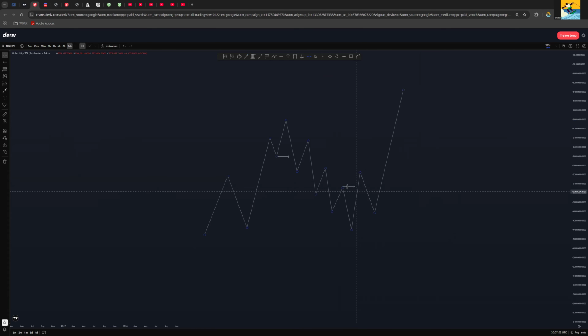Change of character, and denote it as CH. Change of character. Remember, it just indicates the start of a pullback or the end of a pullback in this context. It is not a trend change. A trend only changes when a swing structure has been broken.